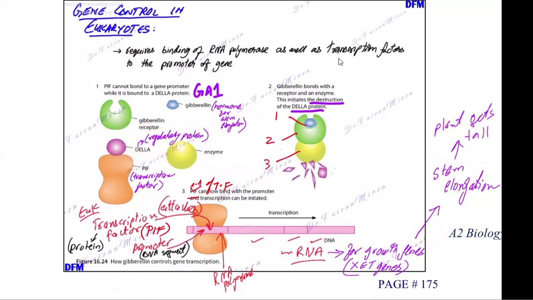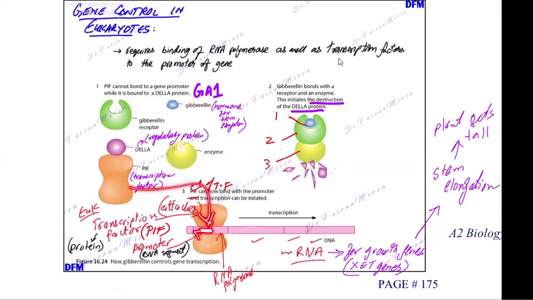Where GA1 comes in: if GA1 is produced according to the pathway that I discussed earlier in this video, this GA1 will bind to the receptor. Together with the enzyme, it will form a complex of gibberellin GA1, the receptor, and the enzyme. Together they will cause destruction of DELLA. Once DELLA has been destroyed, PIF is now free to attach to the promoter region. It binds to the promoter region, it attaches here.